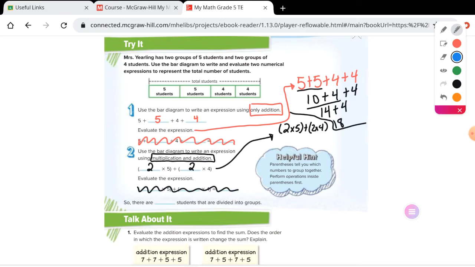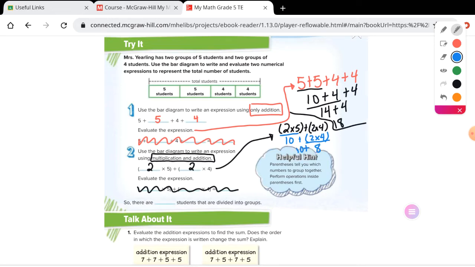Drake, what am I going to do first on this problem? Do 2 times 5. Okay, why do I do that first? Because it's in parentheses and it's on the left. Good job. It's in parentheses and it's the one in parentheses on the left. Callie, what am I going to do next? 2 times 4. Good job. What's 2 times 4? 8. Copy everything else down.